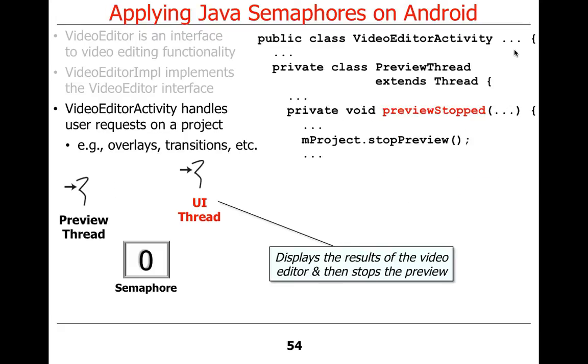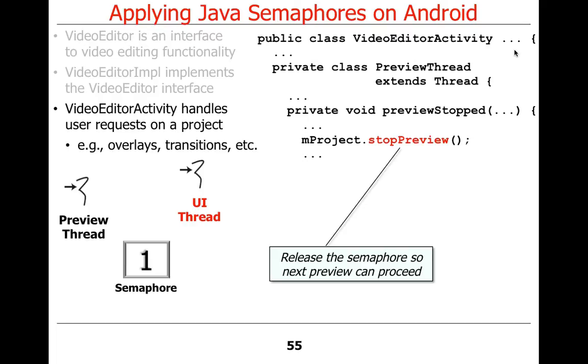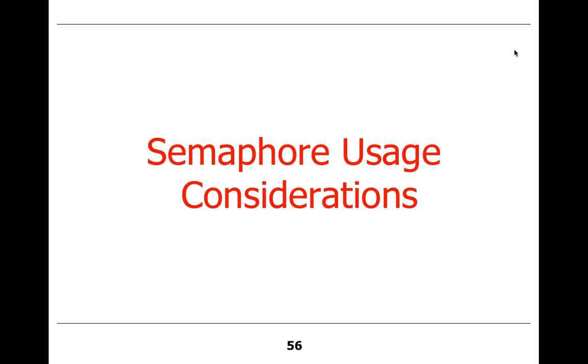And at some point it's done, it gives its result over to the user interface thread. We'll talk about how that works when we get a little further along in the class. And then it goes ahead and calls stop preview. And stop preview releases the lock so the next guy in line can go ahead and start up. OK, so that's a quick overview of how you do that.